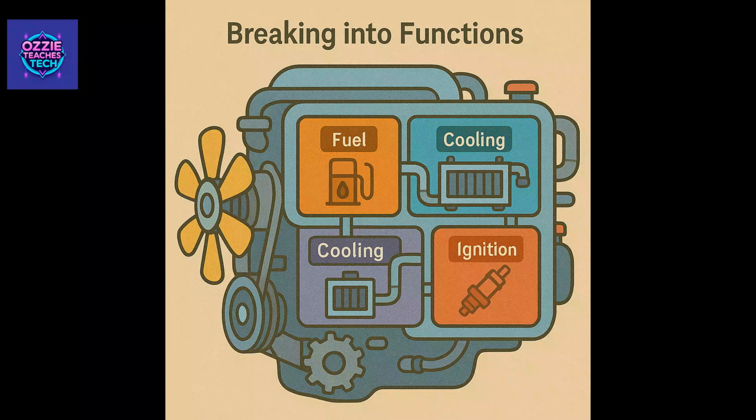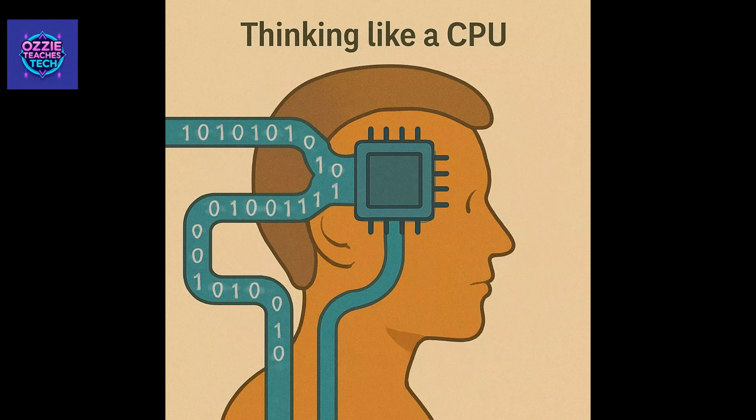3. They visualize like a CPU. When debugging or designing, top students literally imagine being the computer. They step through code line by line, tracking variable values in their head or on paper. They see the flow of control. You can practice this. Take any piece of code and draw a box for each variable. As you trace through, update those boxes. You are training your brain to think like a CPU.